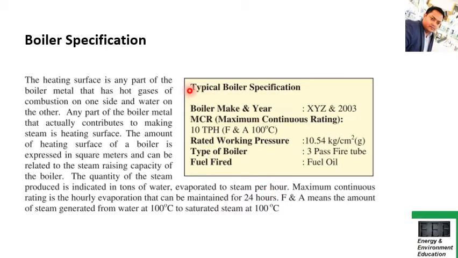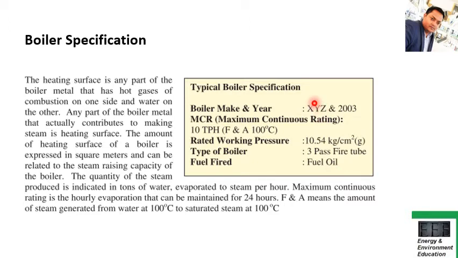And you can see the typical boiler specification given here. When you see the nameplate on the boiler, you will see the boiler make, the year and date on which it was manufactured, and which company has manufactured it. Also the maximum continuous rating is given, that is 10 TPH. As I said, TPH is the explanation for how much steam is generated from the boiler. The rated water working pressure is also given, that is the maximum pressure at which the steam can be generated. The type of boiler and the fuel fired, which type of fuel is used, are also given in the nameplate rating.